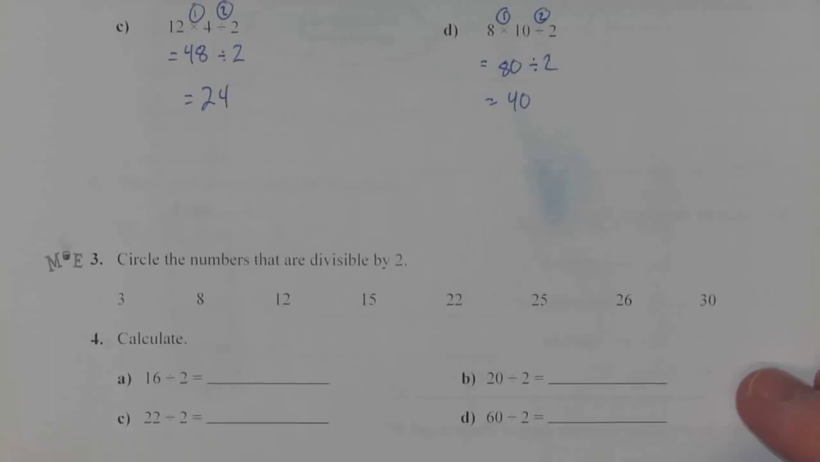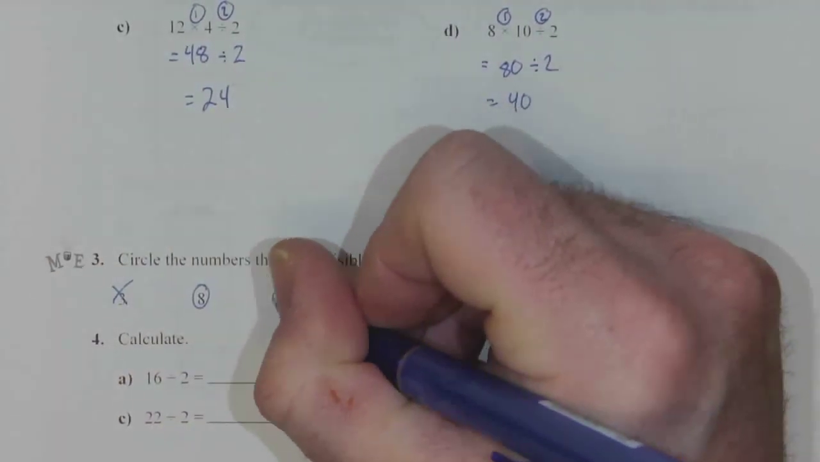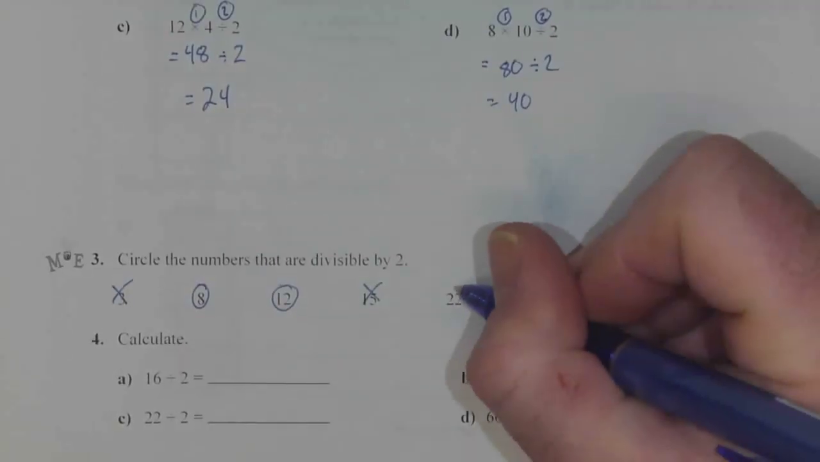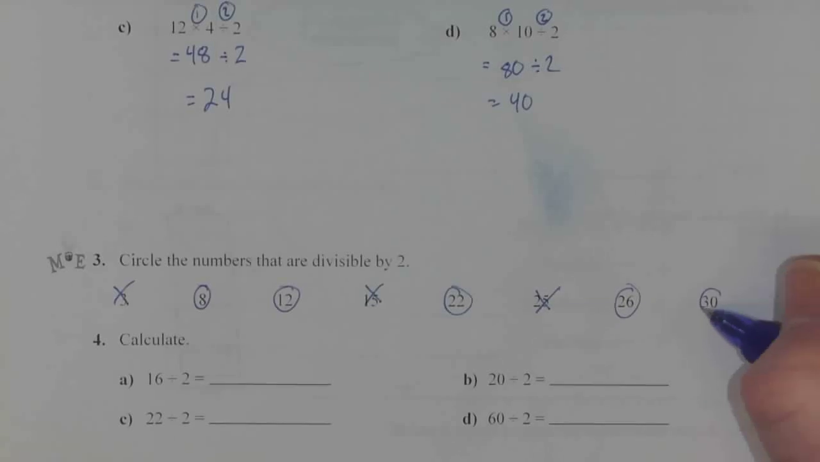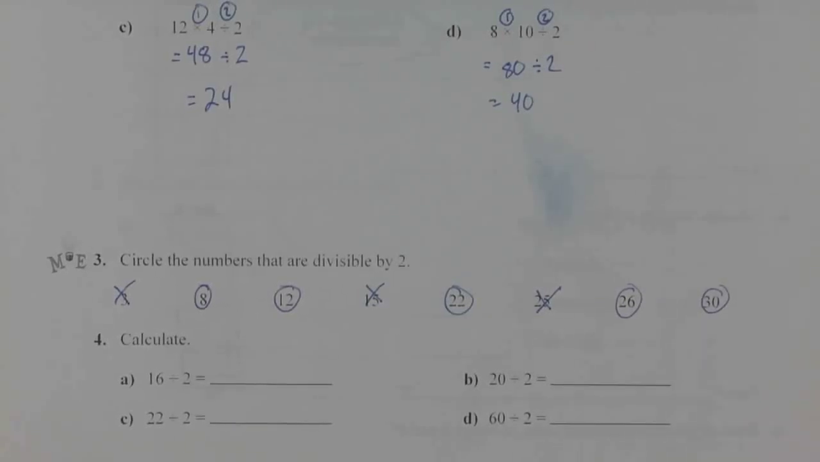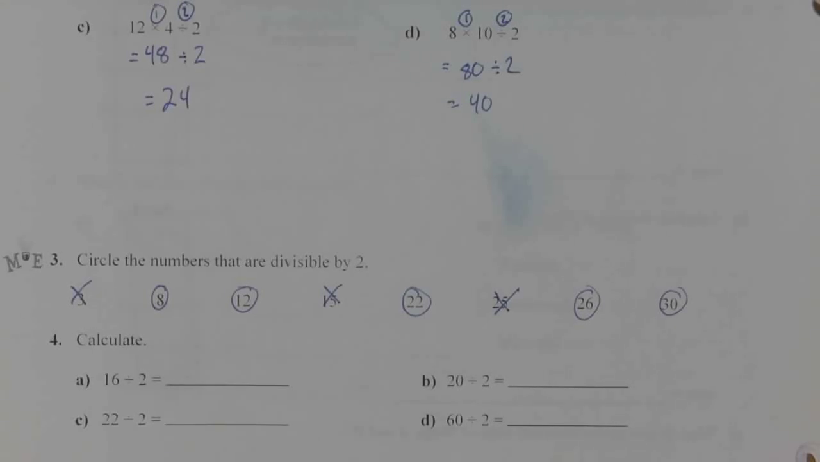Circle the numbers that are divisible by 2. Well, those are even numbers, which 3 is not, 8 is, 12 is, 15 is not, 22 is, 25 is not, 26 is, and so is 30. If you're dividing by 2, even numbers are nice to work with. Odd ones are a little trickier.